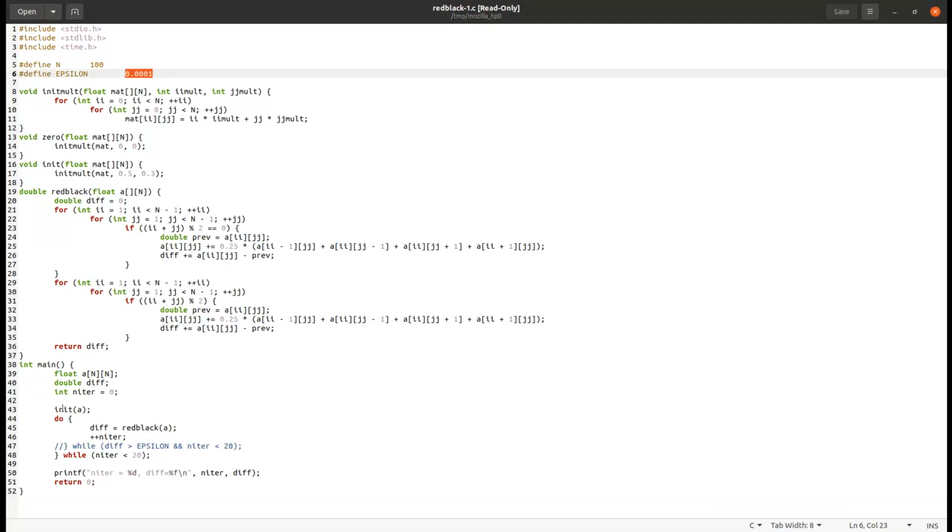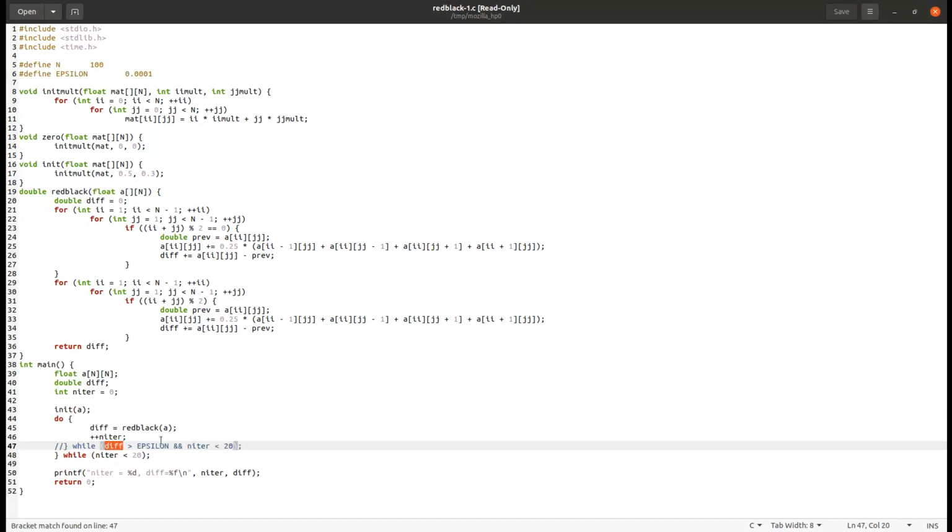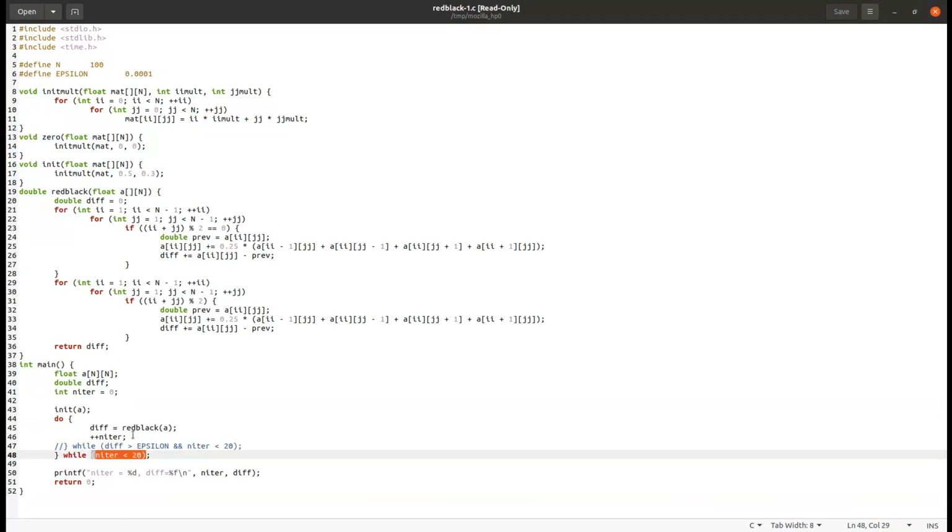What we do is there is some initialization of the matrix, and then there is a do while loop until either the diff becomes lower than epsilon or the number of iterations goes beyond a certain threshold, right? Currently I have commented that out, so it's only for a fixed number of iterations, but anyway, you can change it. What internally it is doing is just calling this particular function.